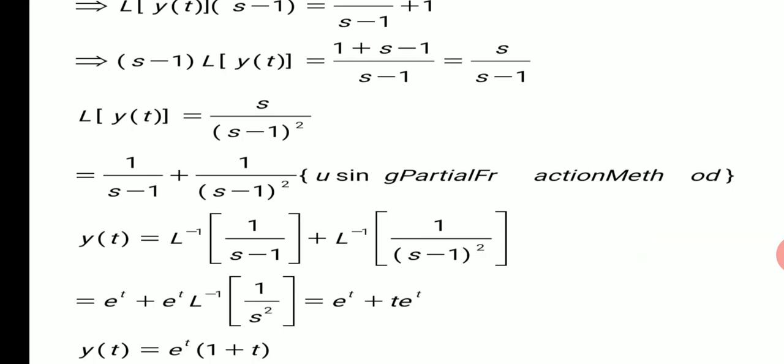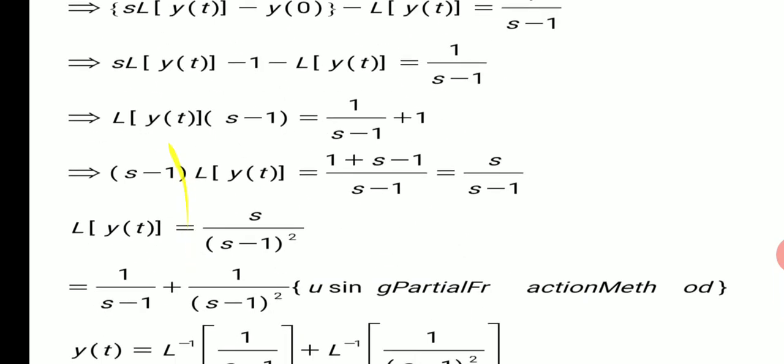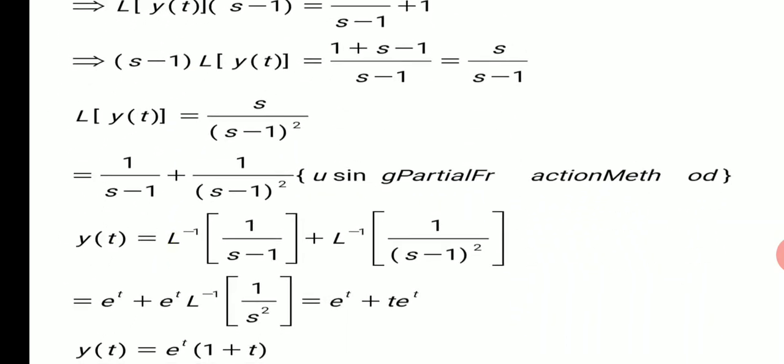First of all, we take the Laplace transformation, and then we use the differentiation formula, and simplify that, to find L of y of t is equal to s divided by s minus 1 the whole square. Okay, I have to solve this one, you have to find the value of y of t from s divided by s minus 1 the whole square.